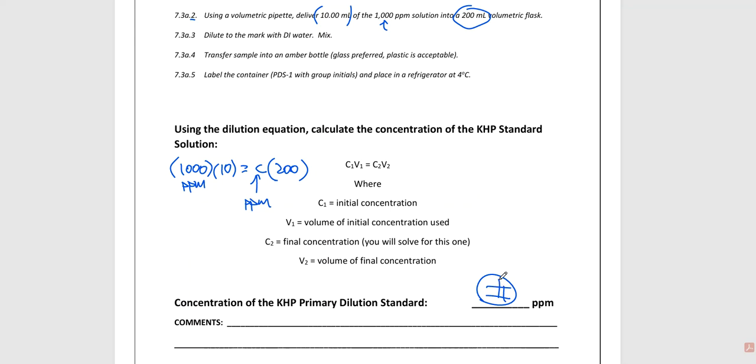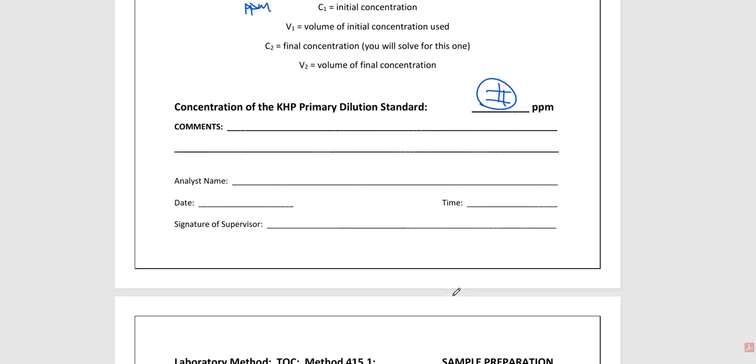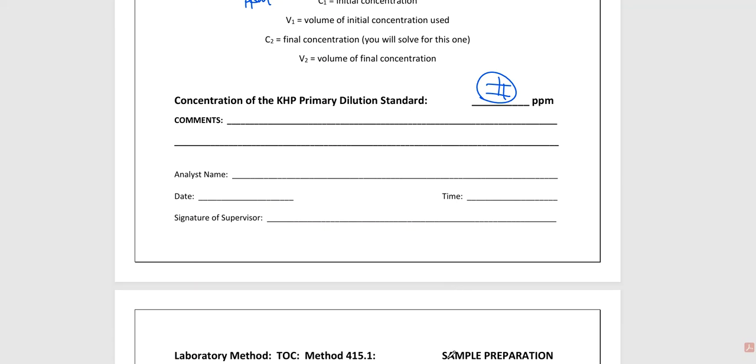All right, so just as before, there's an area here for comments, for you to write down things. Did it get cloudy? Was it clear? Did it look like water? Did you see any floaters? What was going on at that time? So this is a place for you to jot down some notes to let someone be aware of what was going on at that time.